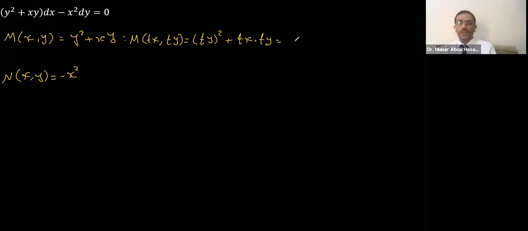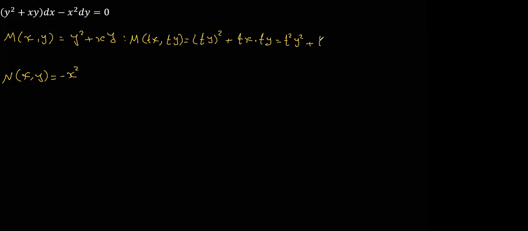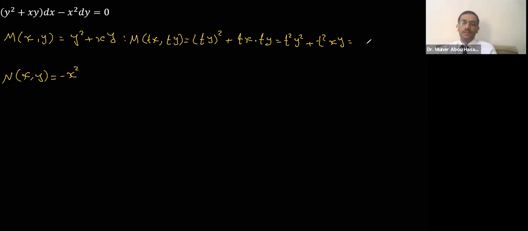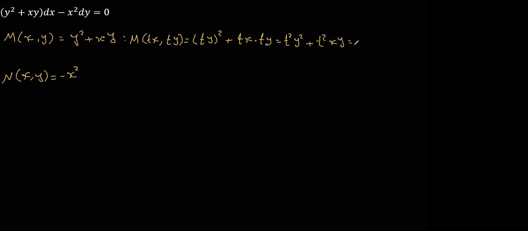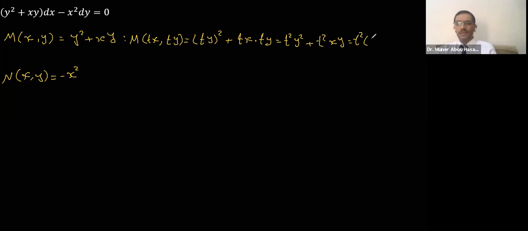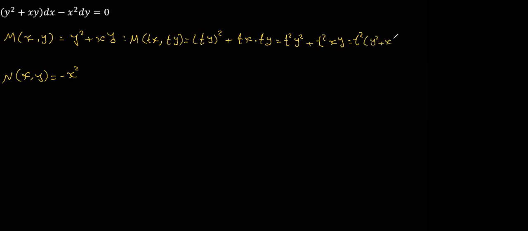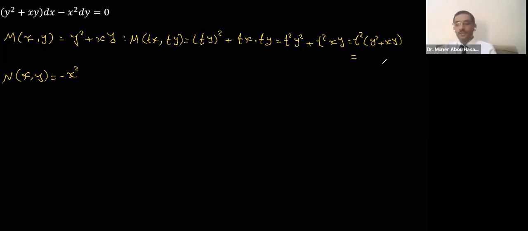So (ty) squared will be t squared y squared. Am I right? Plus, what about this product? t squared xy. Can I take a common factor? Yes, t squared. So t squared times y squared plus xy. I have the same function now, y squared plus xy, it's my function M. So it's t squared M(x, y). So now M is homogeneous of degree 2.